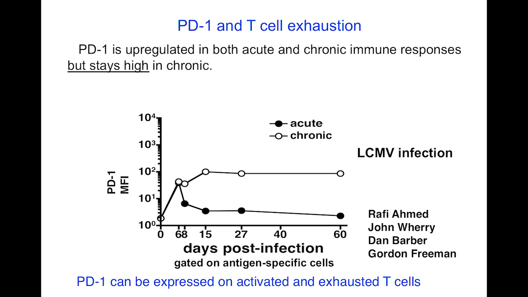We know that PD-1 can be highly upregulated during an acute infection, but when the infection is cleared and there's no longer a TCR stimulus, PD-1 expression goes away. But in the setting of a chronic infection in a mouse model, PD-1 stays high. And work that we did in collaboration with Rafi Ahmed's lab, John Wary, Dan-Farber, and Gordon Freeman showed that the cells that highly express PD-1 don't function well. And importantly, when you blocked this pathway in a chronic infection model in mice, you could revive these exhausted cells, and now they could kill.